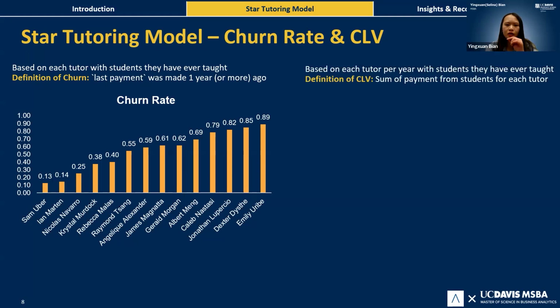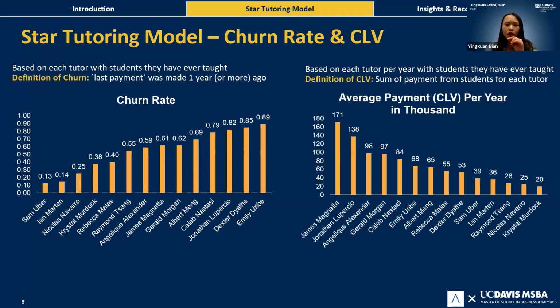And next is about CLV. It is also calculated based on each tutor per year with students they have ever taught. And the definition of CLV here in this business scenario is the sum of the payment from each student for each tutor. And here we also made a visualization, and you can see the higher they have, actually the better they perform. Different tutors have different ranges of performance, and the range is quite large.